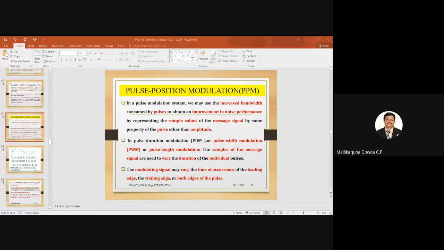Is it possible to say what I'm going to achieve by going to pulse position or pulse width modulation? And what is the drawback in only varying the amplitude of the pulse, that is PAM?